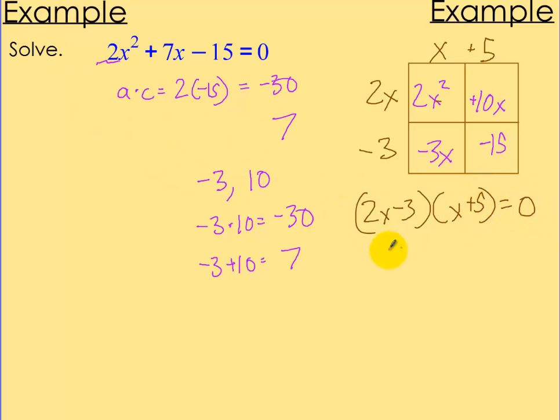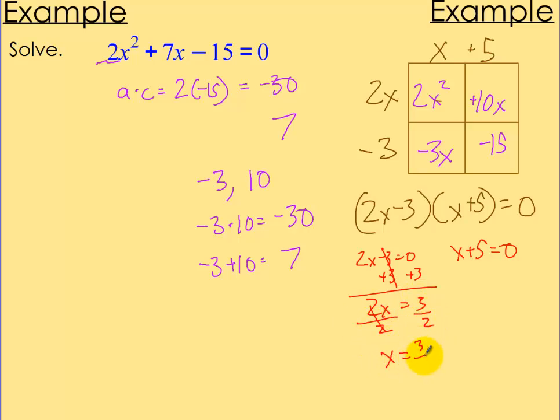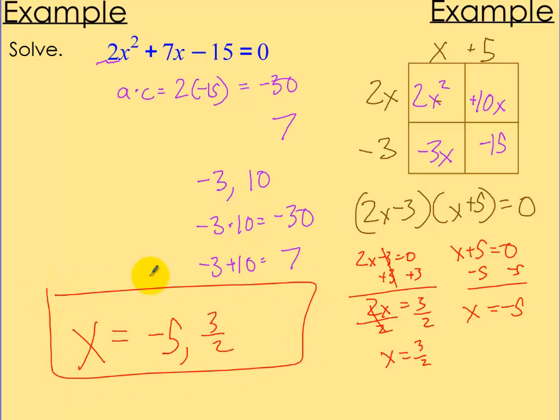Solving for each of those, I'm going to get 2x minus 3 equals 0 and x plus 5 equals 0. On the left-hand side here, I'm going to add 3 to both sides. It's going to cancel out those. I get 2x equals 3. Then you divide by 2, and I get x equals 3 halves. On the right-hand side, subtract by 5 on each side, and I'm going to get x equals negative 5. So those are my two solutions. So I say x equals negative 5 and 3 halves. That's it. Done.